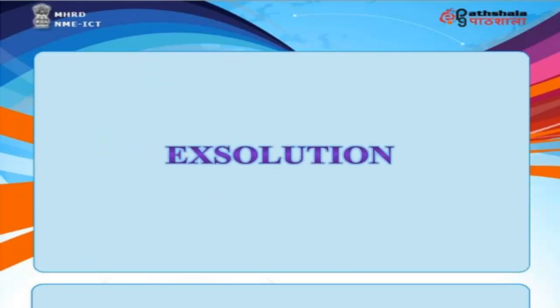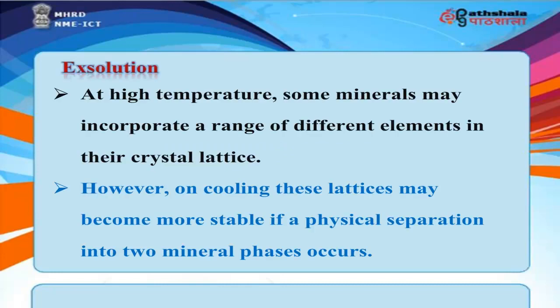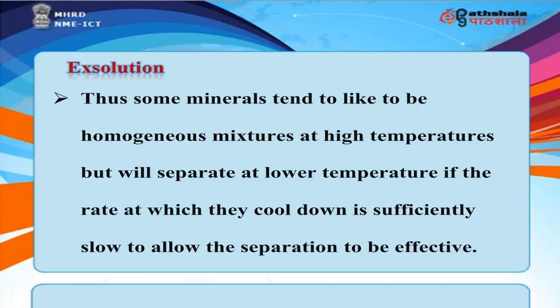Exsolution. At high temperature, some minerals may incorporate a range of different elements in their crystal lattice. However, on cooling, these lattices may become more stable if a physical separation into two mineral phases occurs. Thus, some minerals tend to be homogeneous mixtures at high temperatures, but will separate at lower temperature if the rate at which they cool down is sufficiently slow to allow the separation to be effective.